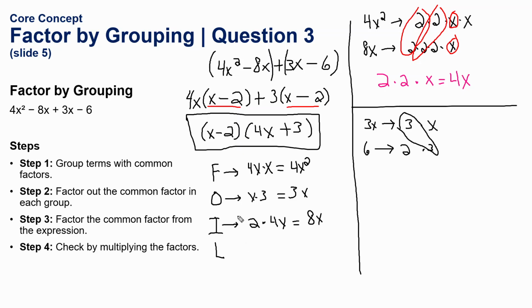And this is also a negative 2, so negative 8x. And then we have a negative 2 times 3. That's the last. And we would get negative 6. Okay, so now we can group all of our terms. We have 4x squared minus 8x plus 3x minus 6. And this matches up to our original. So that is question number 3.